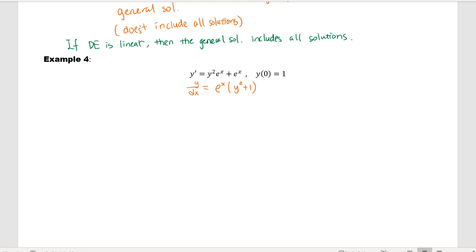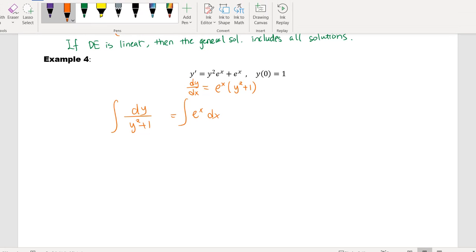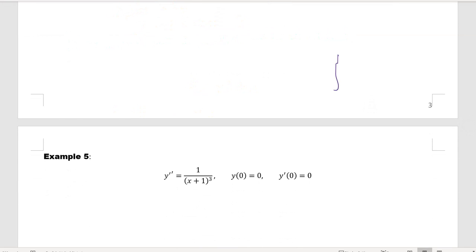Alright, so what is this? We can divide both sides by y squared plus 1 and multiply by dx. Okay, on the left, what is that? Let me remind you the formula for the antiderivative of the inverse trig functions.